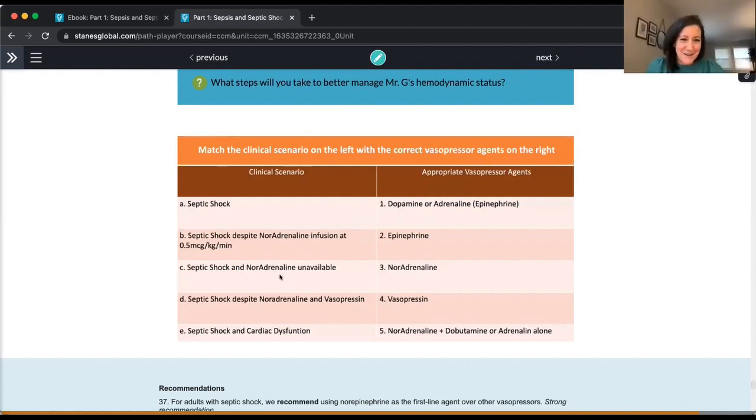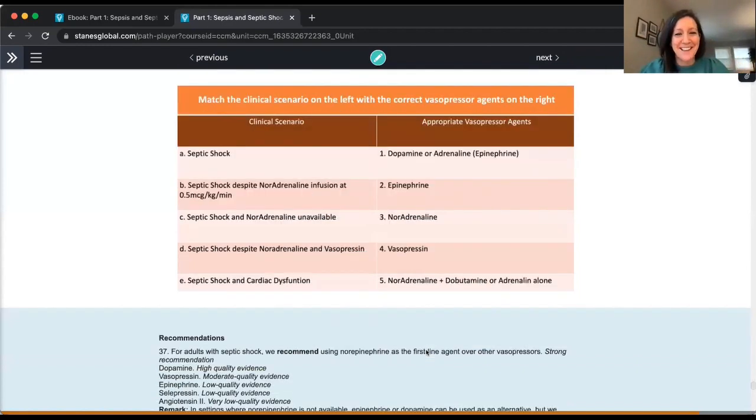Perfect. Good job. Septic shock despite noradrenaline and vasopressin. The patient's still septic. What would you do then? Then you would go to epinephrine. Epinephrine. Great. Septic shock and cardiac dysfunction. Then we only have 5 left, so which is noradrenaline and albumin or adrenaline alone. Awesome. Okay, everybody clap for Dr. Vanessa. Good job. Good job.